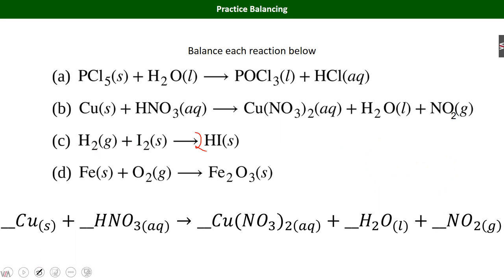So that's balanced already. What do we do for Fe and O2 making iron 3 oxide?